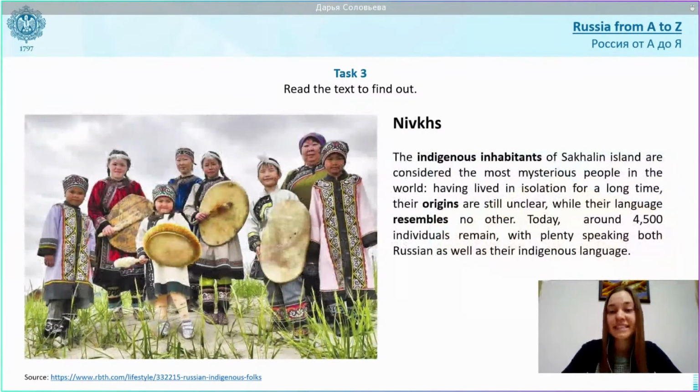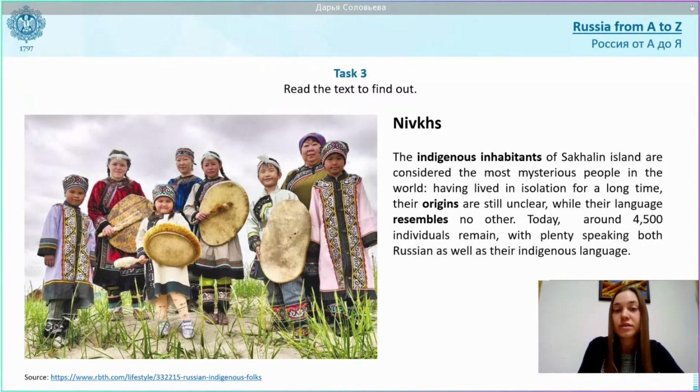Nivkhs. It is a name of these people. So, the indigenous inhabitants of Sakhalin Island are considered the most mysterious people in the world. Having lived in isolation for a long time, their origins are still unclear, while their language resembles no other. Today, around 5,500 individuals remain, with plenty speaking both Russian as well as their indigenous language.